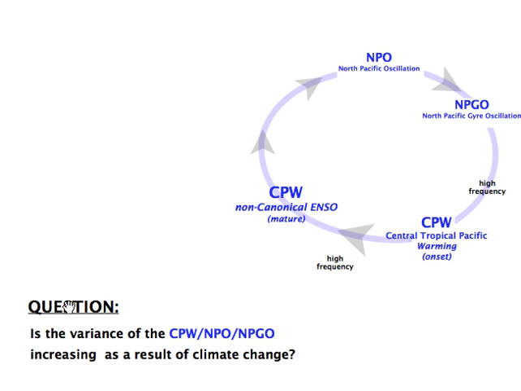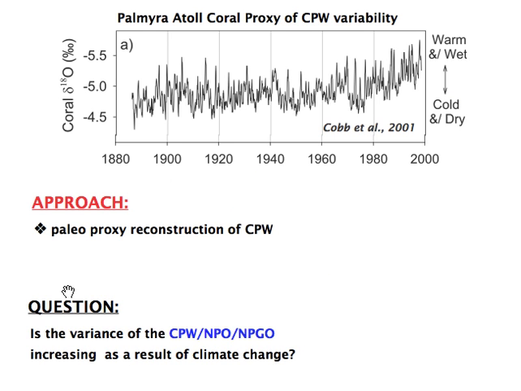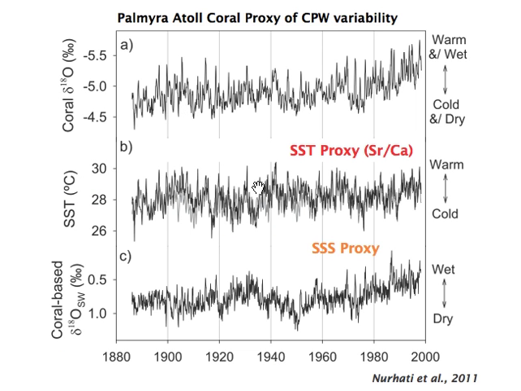So we decided to pursue this question as a group, and so we asked, is the variance of the CPW, NPO, and PGO increasing as a result of climate change? Now, to address this question, we used a variety of approaches. One approach is to use paleoproxy reconstructions of the Central Pacific warming. And so we used a coral proxy from the Atoll of Palmyra, which was published by one of the co-PIs, Cobb. This proxy contains variations of the Central Pacific warming, but cannot distinguish between variations in salinity or variation in sea surface temperature. So we developed then a new proxy, the strontium calcium.